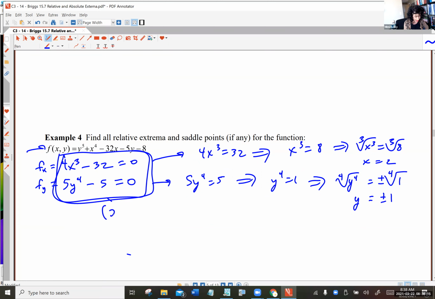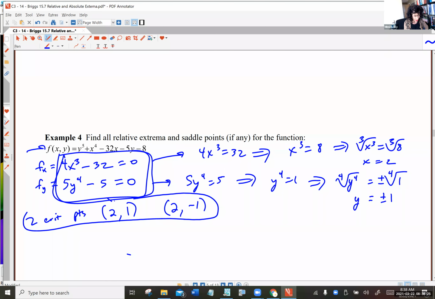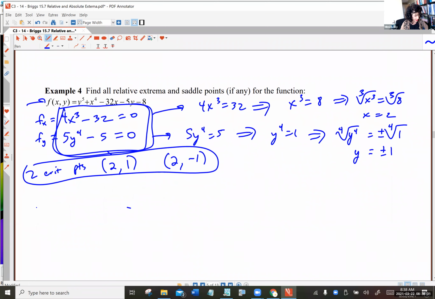I mean, when x is 2, y could be 1. And also when x is 2, y could be -1. So we have two critical points. There is a mixing and a matching going on there. Now what? I'm going to form the D quantity and then evaluate D at these two critical points.